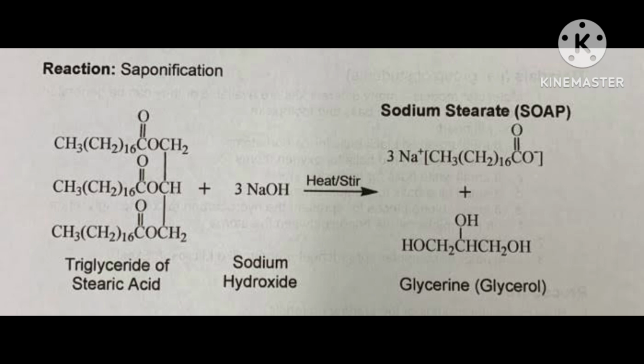And the other product, every time OH is attached with carbon, we now get CH2OH, CHOH and CH2OH. Means that is a trihydric alcohol called glycerol. This is the second product. And glycerol is also known as glycerin. Then I told you that the glyceryl ester of stearic acid on reaction with 3 molecules of sodium hydroxide gives 3 molecules of sodium stearate and 1 molecule of glycerol.